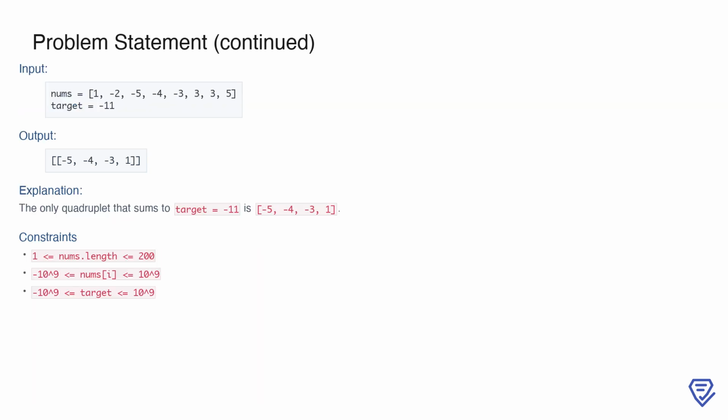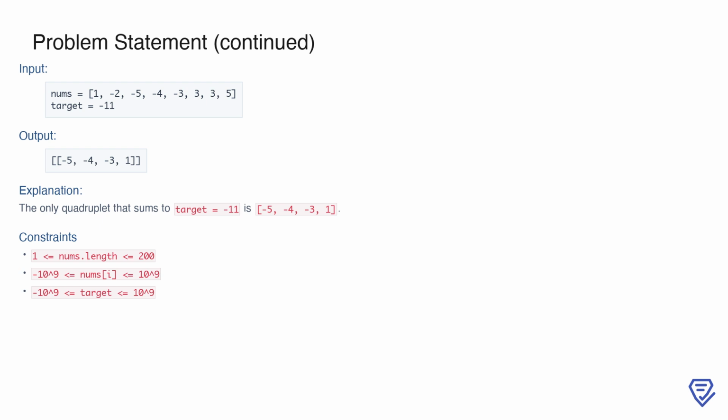In the third example, the input array is nums equals 1, minus 2, minus 5, minus 4, minus 3, 3, 3, 5, and the target value is minus 11. The output here is a single quadruplet: minus 5, minus 4, minus 3, 1. This is the only combination of 4 numbers in the array that adds up to the target value of minus 11. Once again, the quadruplet is listed in ascending order, and no duplicate quadruplets are included.